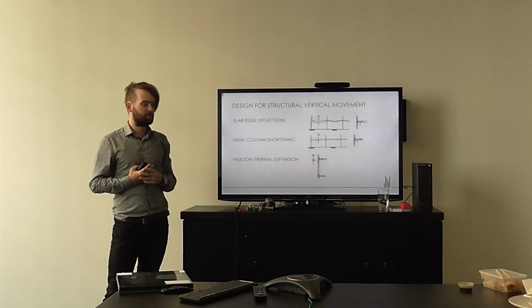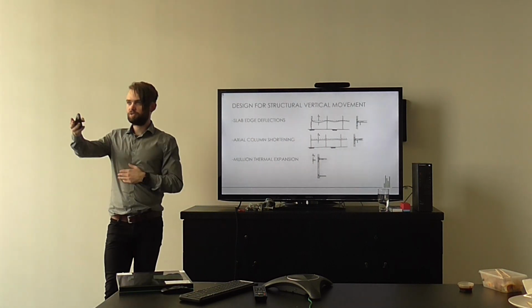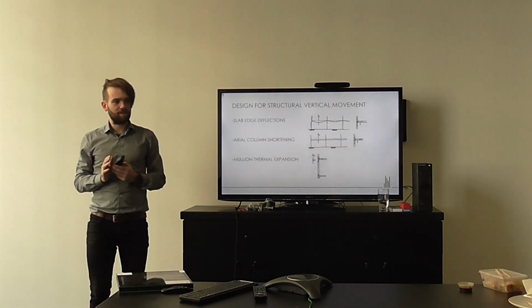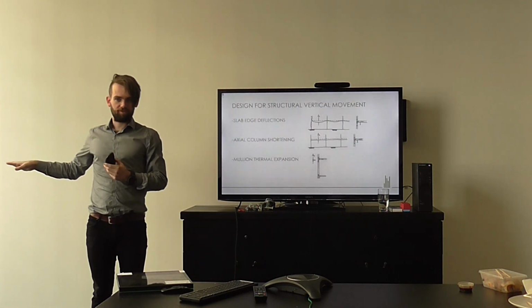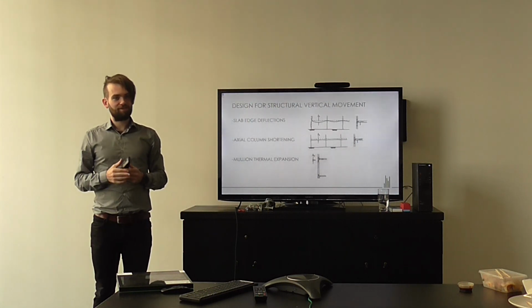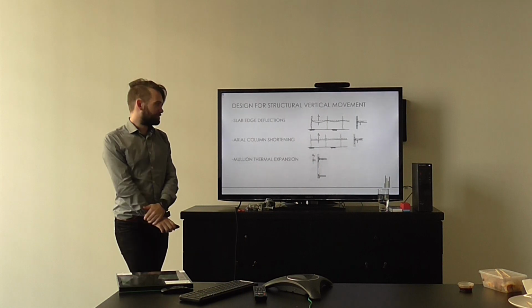First one is what we call slab edge deflection. So between our lovely columns that we have here in our building, you might not really see it, but the slabs do deflect, particularly at the edge. It's usually never as much as the engineers say, but it can happen.